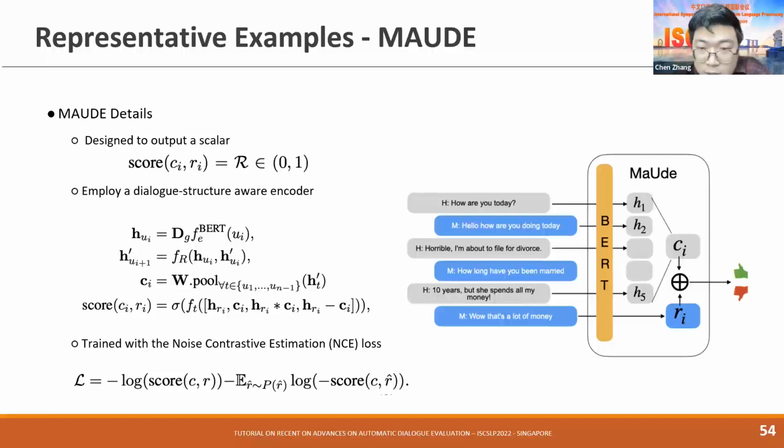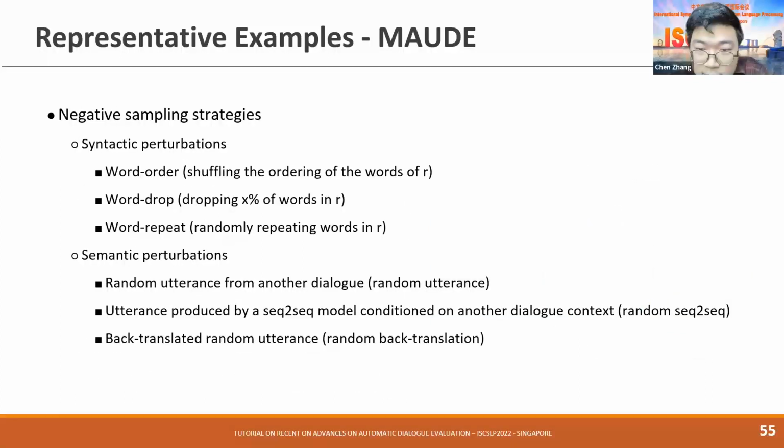So in order to train the model, we need the original response like this, and also negative responses that are obtained with negative sampling strategies that I will introduce in the next slide. In this paper, the author proposed two categories of negative sampling strategies. One is syntactic perturbation and the other is semantic perturbation.